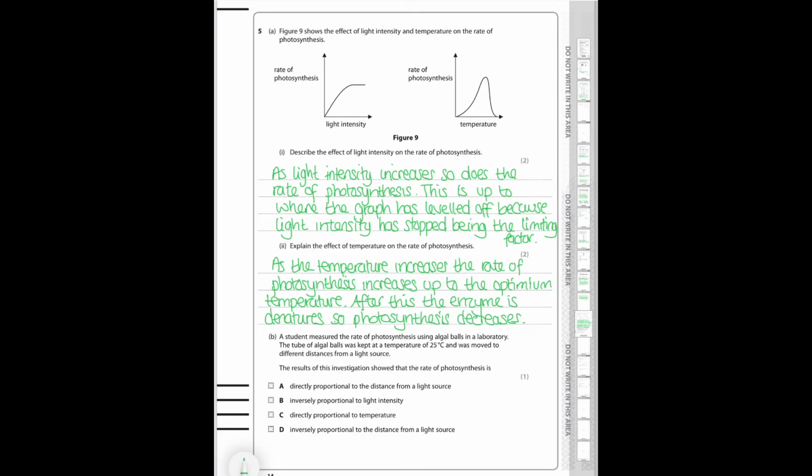The result of this investigation showed the rate of photosynthesis is, and we've got to choose from either A, B, C, and D. So A is directly proportional to the distance of the light source. B inversely proportional to the light intensity, C directly proportional to the temperature, or D inversely proportional to the distance from a light source. And the correct answer here would be D. It's inversely proportional to the distance from the light source.